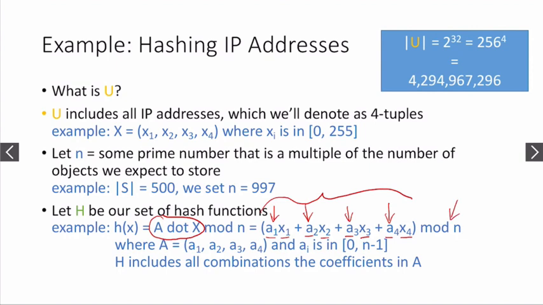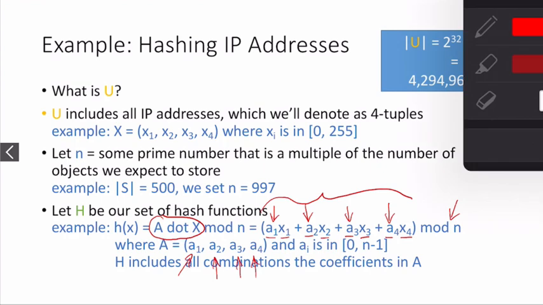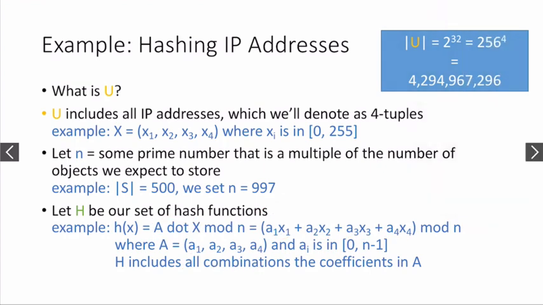So why is this a hash family? Well, we could pick any values we want for a1, a2, a3, and a4. Just for the sake of this argument, let's restrict the range for our values of a to the range 0 to n minus 1. So that means our hash family includes all combinations of the coefficients in a.